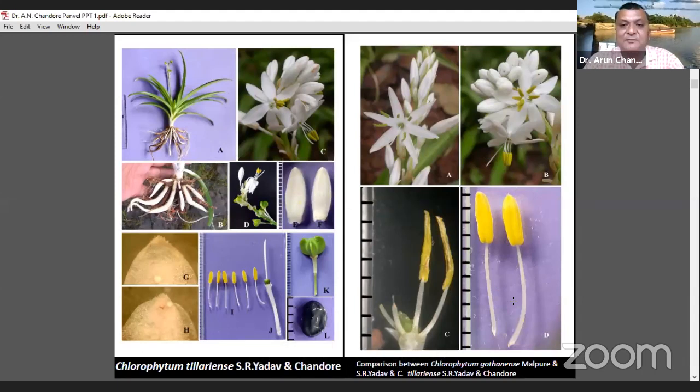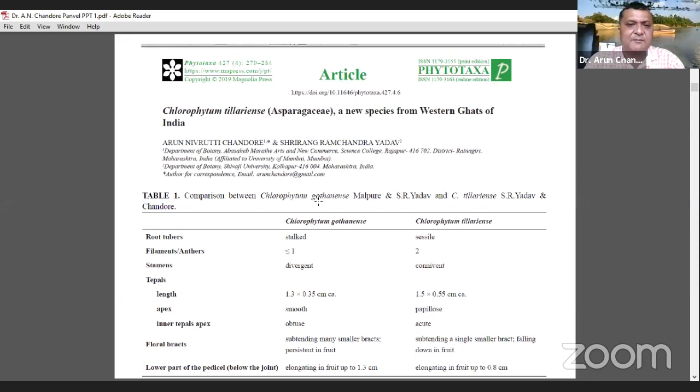Okay, this Gotne species was described 10 years back from the Gotne area of the Gotne plateau of Ratnagiri district. You see these differences between Chlorophytum goatnense and Chlorophytum tilarensis: the stamen, filament, then petal, then sessile tuber versus stalk tuber, and it's restricted to only a 2 square kilometer area. This paper was published 6-7 months back, and you see these differences between Chlorophytum goatnense and Chlorophytum tilarensis. And you know how medicinally important the Chlorophytum genus is.